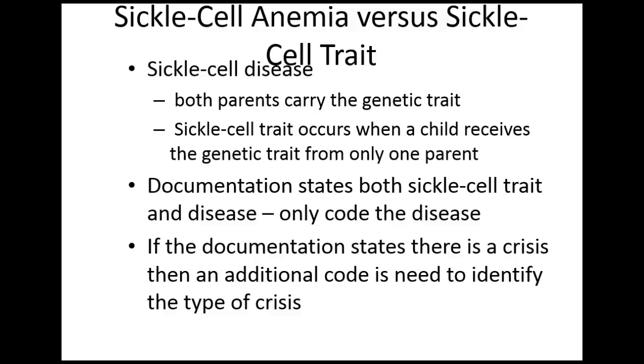Another possible type of sickle cell disease is sickle cell thalassemia. Specific codes are available for sickle cell thalassemia with crisis, 282.42, or without crisis, 282.41. Additional codes are assigned when the type of crisis is specified.